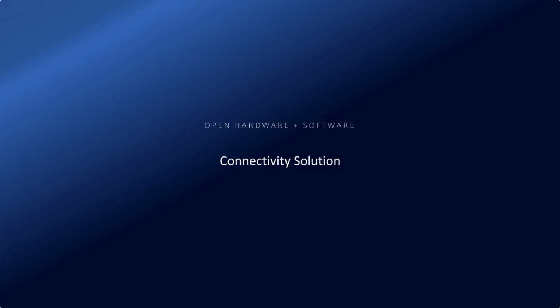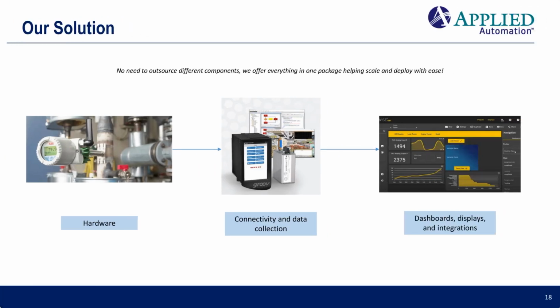So the first one is the connectivity solution. So we've identified an open hardware, open software model for it. So the hardware, kind of going back to the first two slides, this is on the connectivity. So the hardware is the sensors that are going to be in place right on the factory floor. And then connecting whatever hardware that is, grabbing that data with a data collection piece of hardware as well, and then integrating that into a dashboard, display, database, whatever the customer prefers.